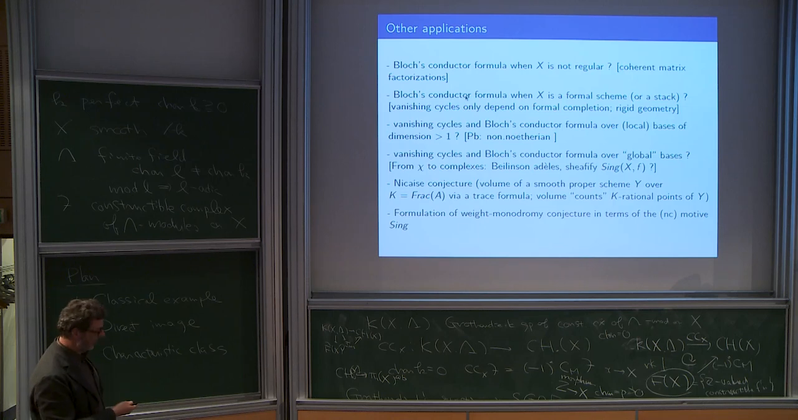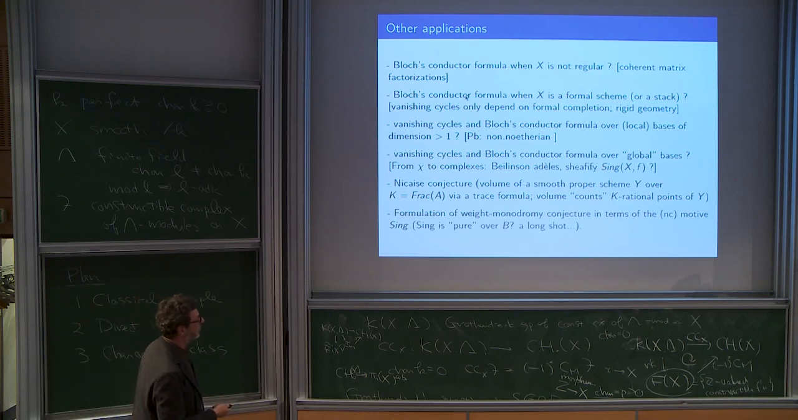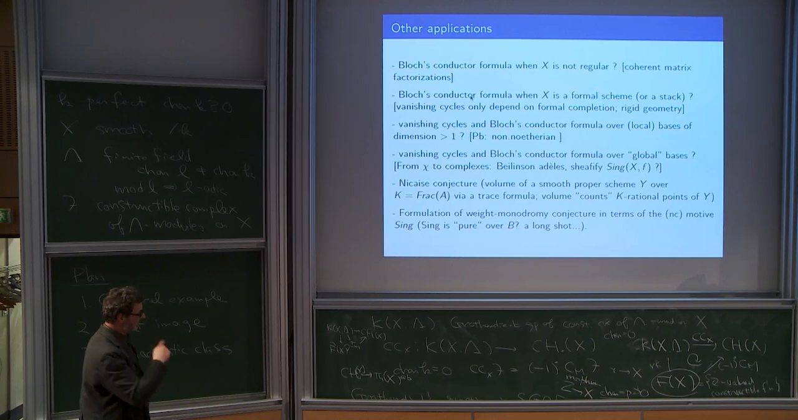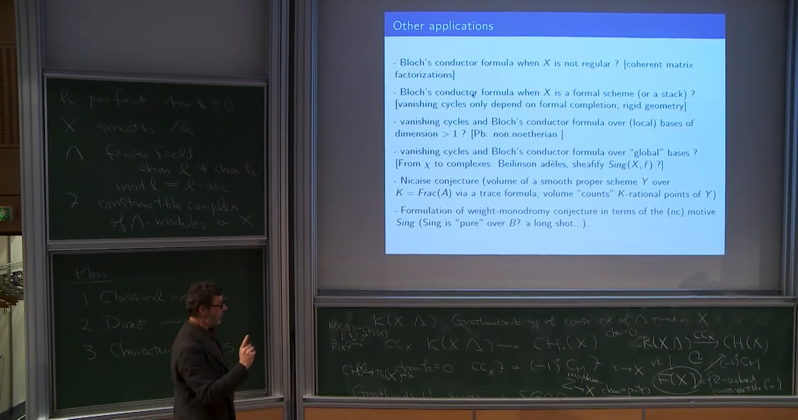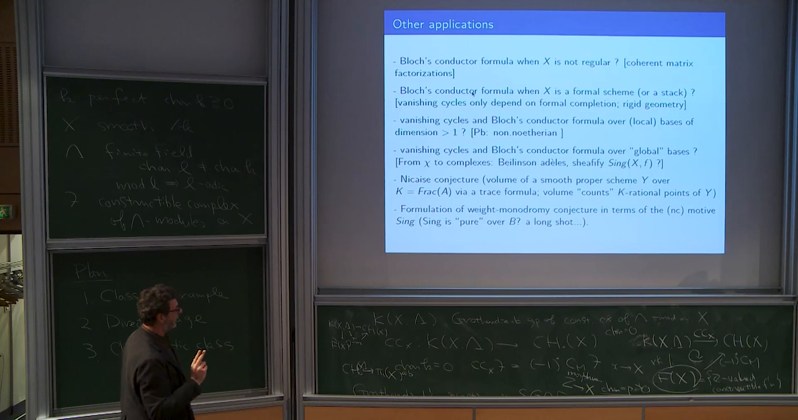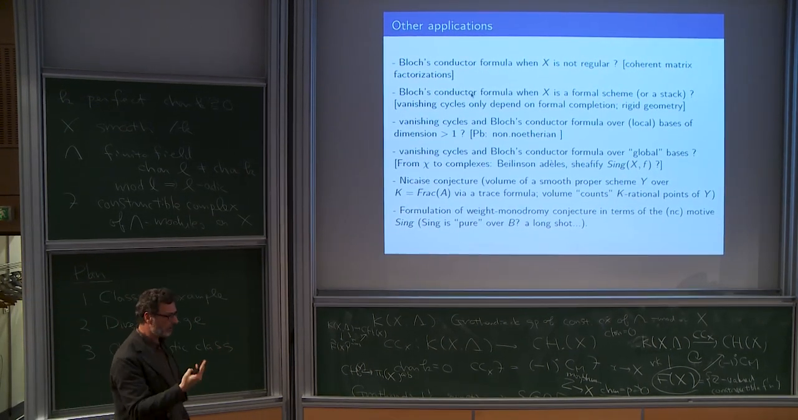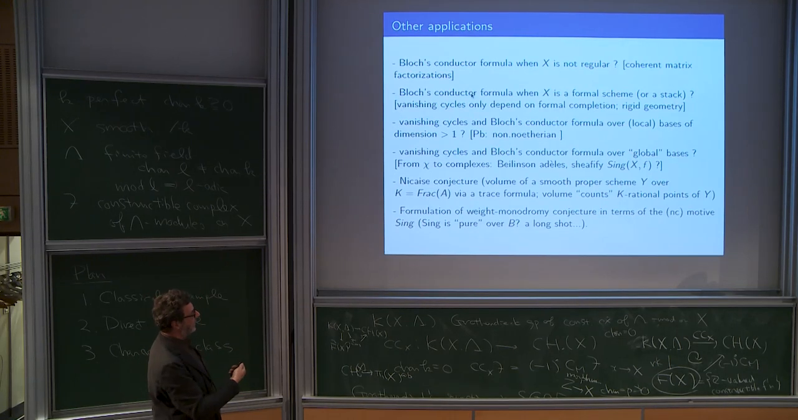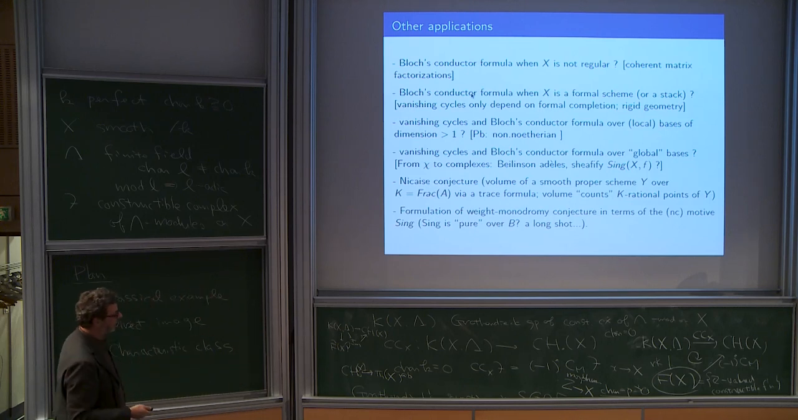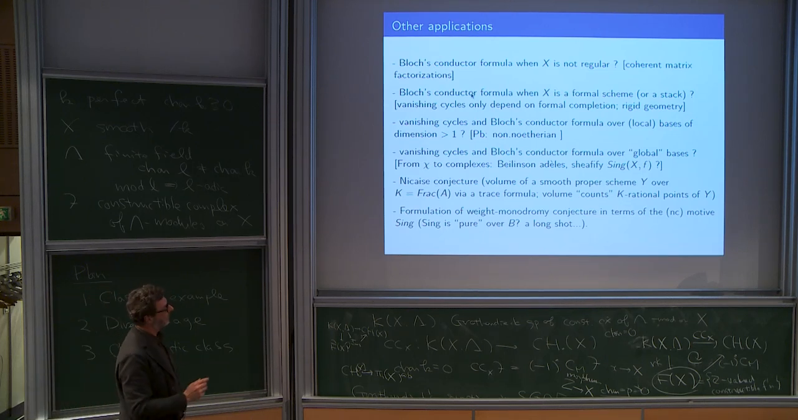Yeah, and then this is quite a long shot. I mean, we think that maybe there is a way to formulate, not to prove, I'm not claiming anything about proving this, but to formulate the weight-monodromy conjecture in a non-commutative setting. So say that the weight-monodromy conjecture is equivalent to saying that this non-commutative motive Sing is pure over B in some sense. But of course, we need to make very precise what pure means over this E2 algebra.